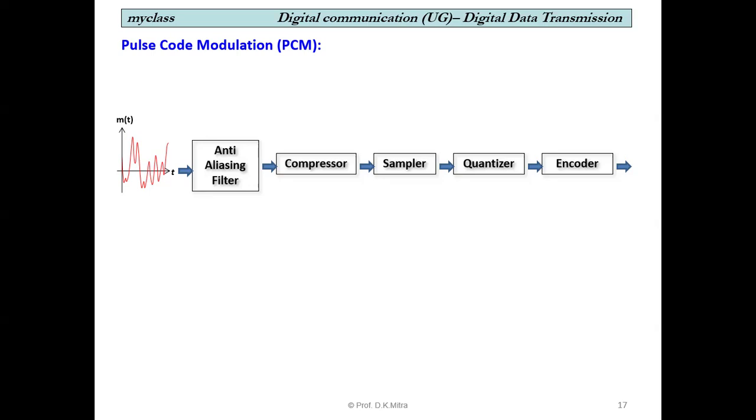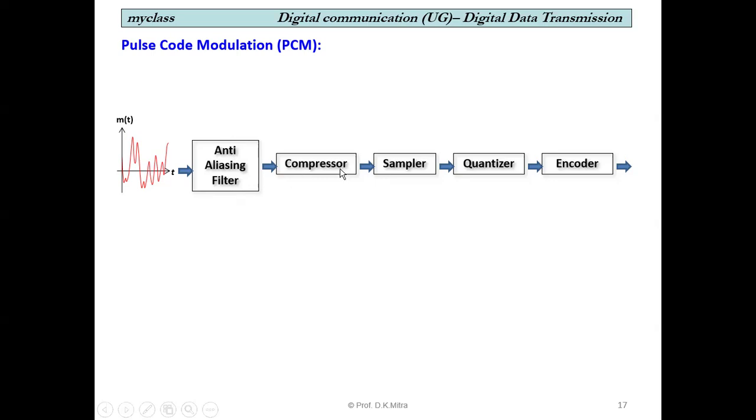So in case there is any frequency component above 10 kilowatts, that's going to disturb the system, and when the sound is reproduced, it's going to be noisy. So it is band limited to 10 kilowatts. That is the anti-aliasing filter.